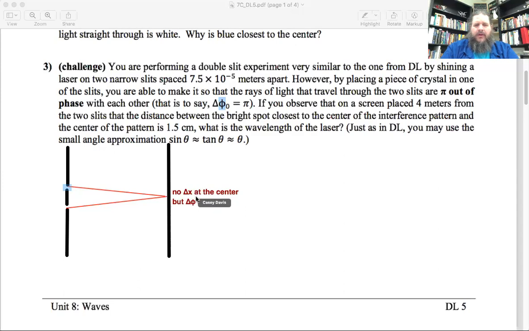So if you combine those, 0 delta x plus pi worth of delta little phi, what do you get for the total phase difference there? A pi. And what type of interference would that be? Constructive. Oh, sorry, destructive. Right. So with this crystal in place, we now have destructive interference at the center. So the center is going to be a dark spot. Any questions on that so far?